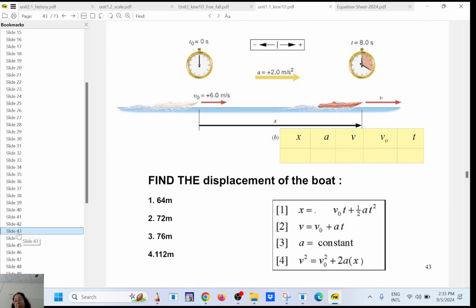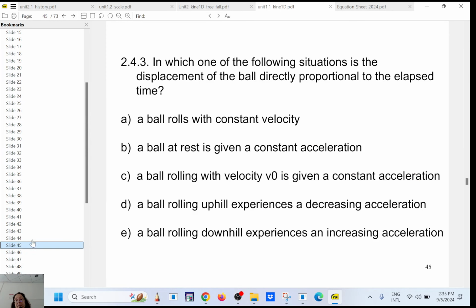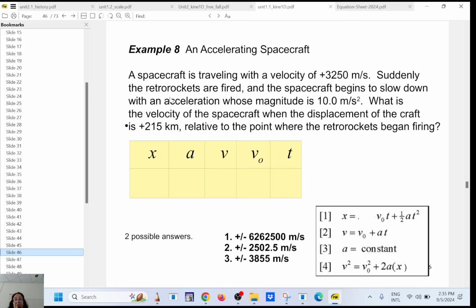Okay, we're going to see that when we go to graphing analysis. So if it's a constant velocity, then the displacement is proportional to the elapsed time. If it's proportional to the elapsed time squared, it's a parabola. If it's a parabola, that means there is an acceleration.